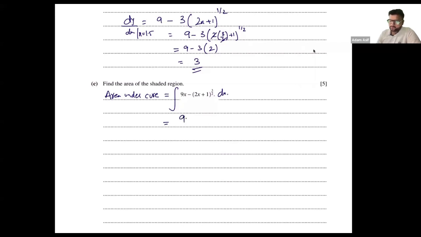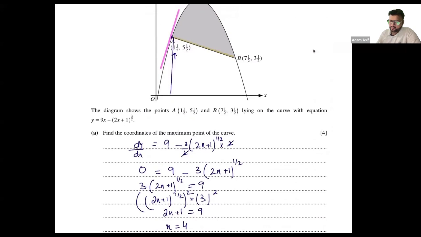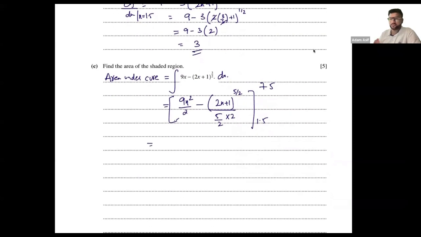Now, the integral would be 9x squared upon 2 minus (2x plus 1) to the power of 3 upon 2 plus 1, that's 5 upon 2, divided by 5 upon 2 times 2. I don't need to write the constant of integration because I do have the limits. The lower limit is 1.5. The upper limit is 7.5. We have already integrated, so these are the limits. Now simplify this and plug in the expression.